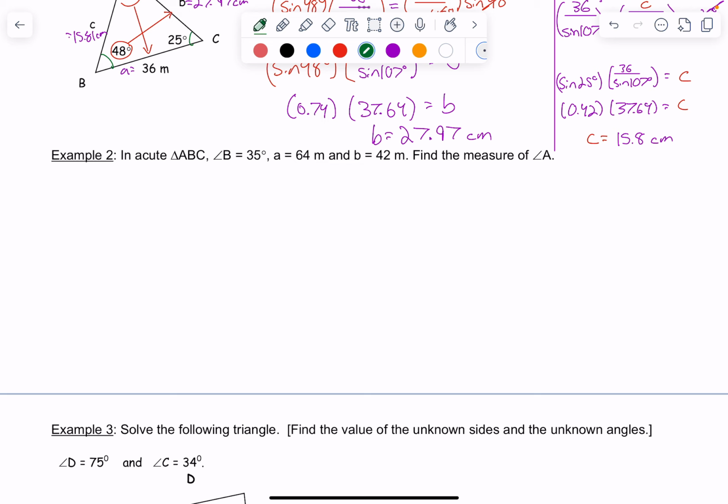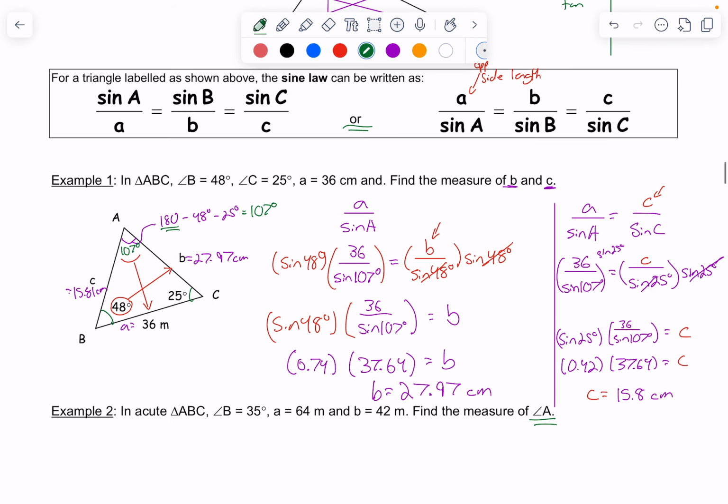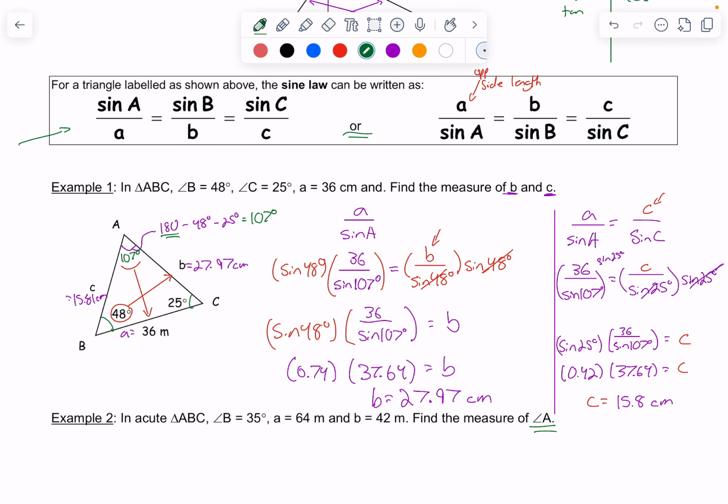So in an acute triangle ABC, angle B is 35, side length A is 64, side length B is 42. Find the measure of angle A. Because I'm looking for angle A, I'm going to opt to use this side of the sine ratio, okay? So these combinations right here.